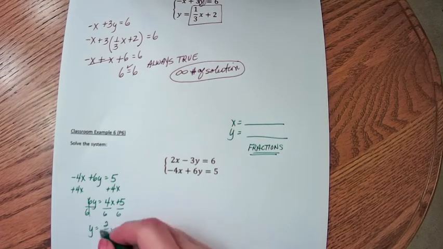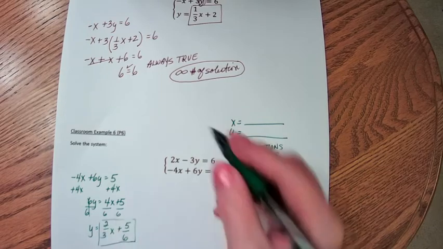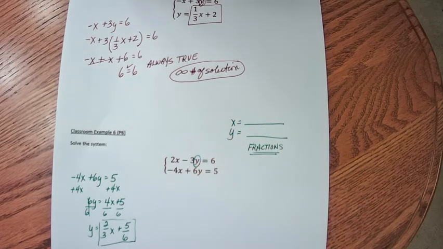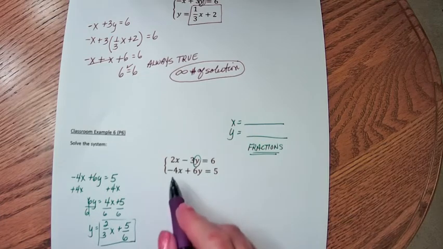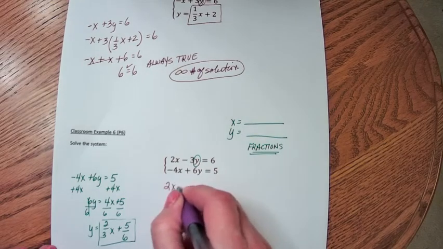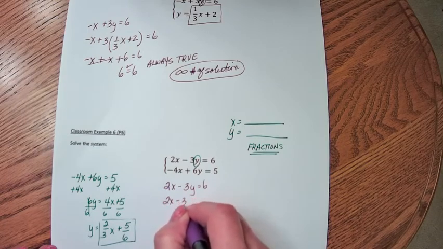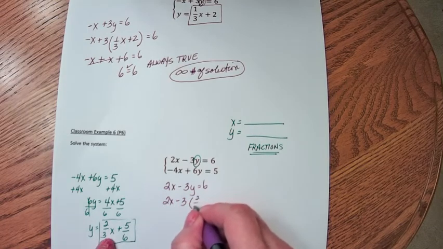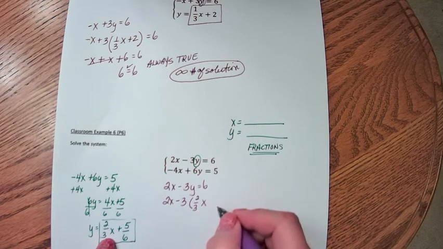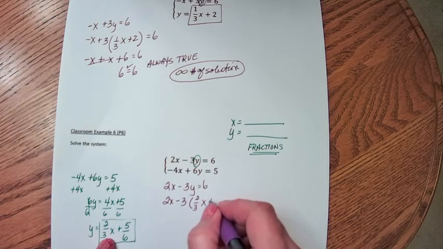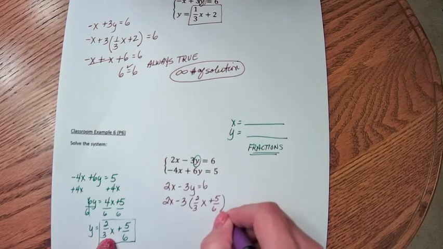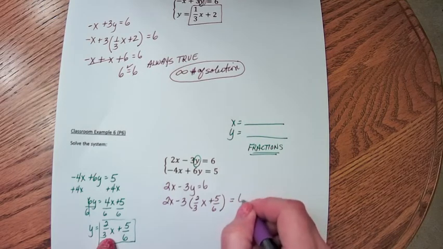So everywhere I see a y in the other equation, I'm going to plug in 2/3x + 5/6. I'm not thrilled with the fact that it has fractions, but hey, it is what it is. You do what you need to do. So we're going to go to this equation, 2x - 3y = 6. And everywhere I see a y, I'm going to substitute it with 2/3x + 5/6. And that equals 6.